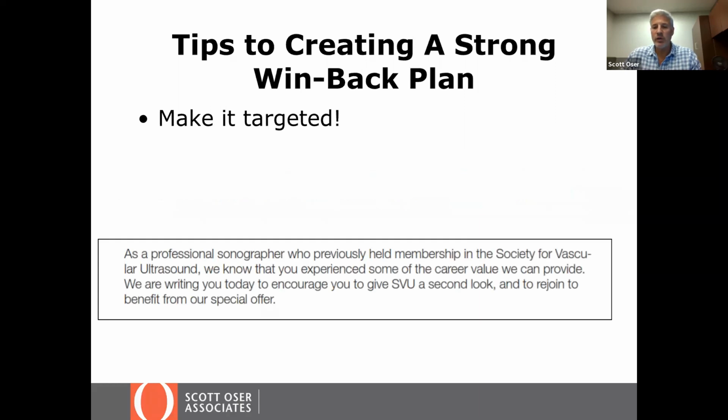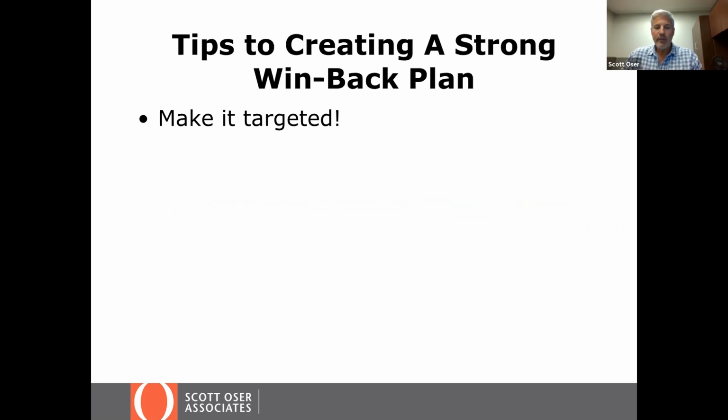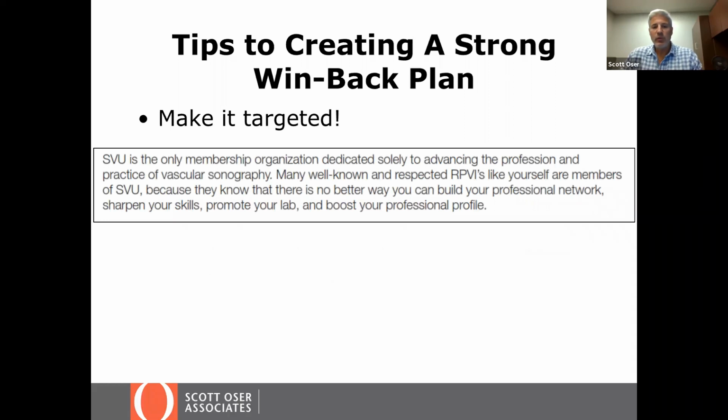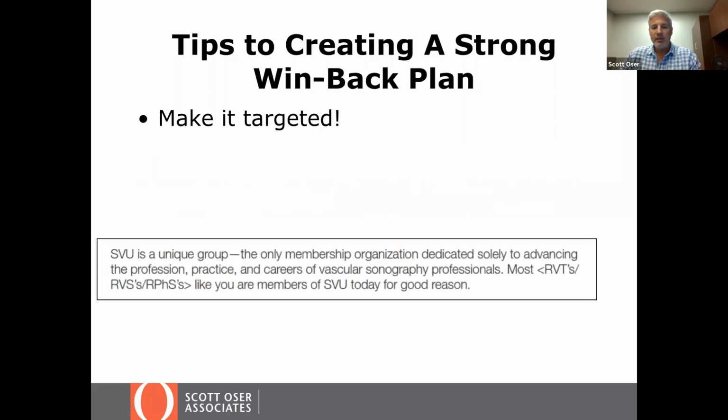And this was all done through variable data printing. We saved a lot of money by doing variable data printing, and it also gave us the customization. So as a professional stenographer who previously held membership, right? Not rocket science here, just the stenographers get the stenographer letter, the physicians get the physician letter. There's another example. SVU is the only membership organization dedicated solely to advancing blah, blah, blah. I'm not going to go into a lot of detail for time, but the physicians get a certification called an RPVI, and the technologists get one of 3 different certifications.